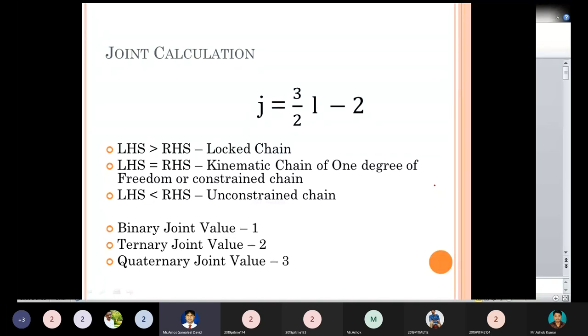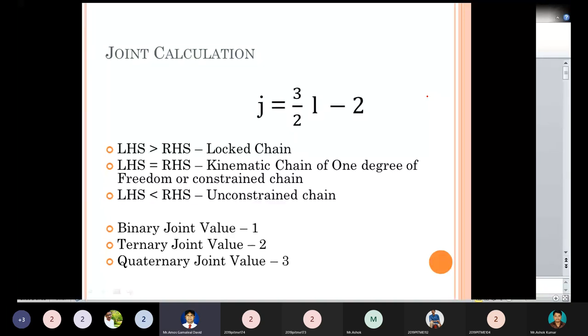What it basically means is, if LHS is equal to RHS, you will get definite motion using this particular mechanism. There will be definite constrained motion. Constrained chain means it will not cause any hazardous or dangerous movement. Because when something moves, there are a lot of chances that it will come out of the chain and hit you or neighboring machines. So if LHS is equal to RHS, it is going to move in a constrained way. Got it?